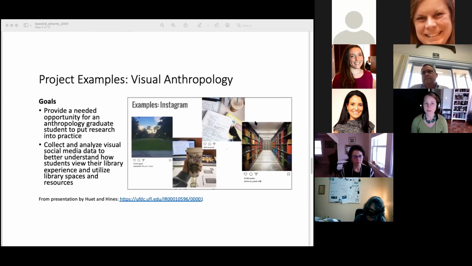One of the project examples is from visual anthropology. The goals stated in the proposal include providing a needed opportunity for an anthropology graduate student to put research into practice and to collect and analyze visual social media data to better understand how students view their library experience and utilize library spaces and resources. This was a really fascinating project. The Visual Anthropology Graduate Student Partnership with the libraries analyzed different sources, including Instagram, Twitter, and Facebook, things that were publicly available where students were talking about the libraries.